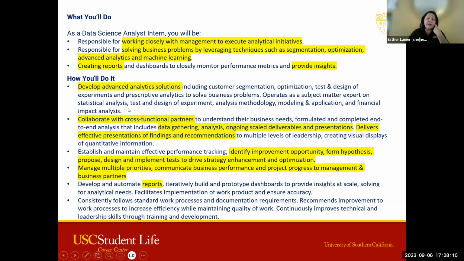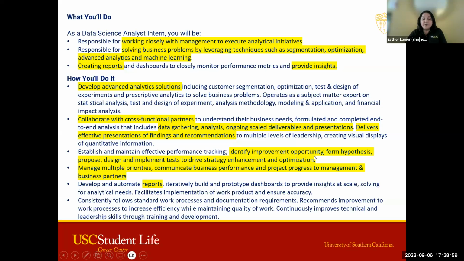So it continues, and now it gets into what you'll do and how you'll do it. Again, working with management. Collaboration has already been mentioned at the beginning of this description. Solving business problems, so problem solving. Providing insights, creating reports. The analytics kicks in a little bit more here. Then it gets into how you'll do it: develop analytic solutions. You see they're already providing a lot of those key verbs. Collaboration, cross-functional partners, has already been repeated a couple of times. Obviously, when you look at data, it's not just keeping the data, it's also how you're going to synthesize and present those findings and give strategic solutions to what the data is presenting.